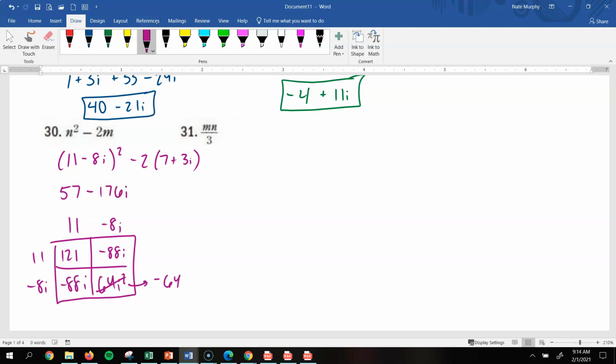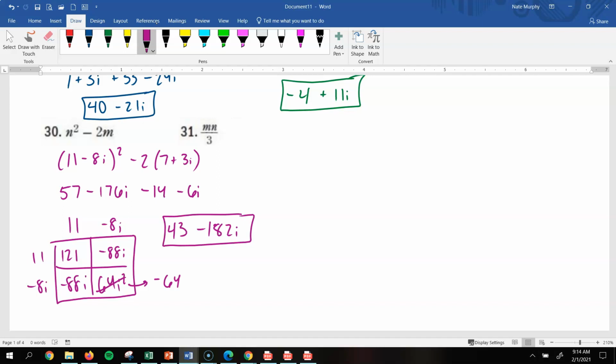And now for the next set, I'm just going to distribute the 2 through. So that'll be minus 14 minus 6i. Well, let's combine like terms. So we'd have 57 minus 14. When you subtract those, you get 43. So we'd have 43 and negative 176 minus 6i. Well, that's going to be, whoops, minus 182i. And that would be your final answer.